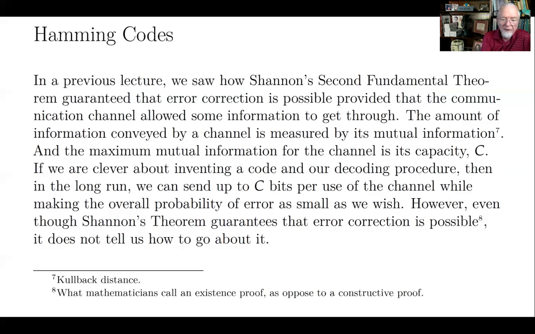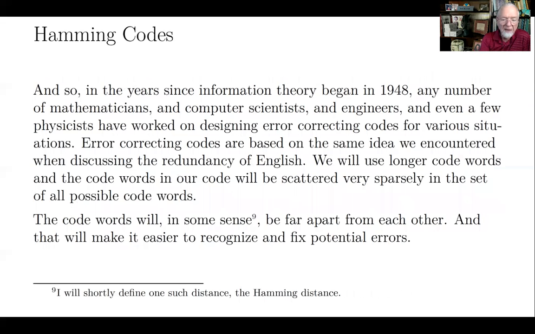As I said before, he provided an existence proof as opposed to a constructive proof, but we're going to talk at least about Hamming codes. Hamming created a whole series of error correcting codes. So there have been many, many more types of error correcting codes.